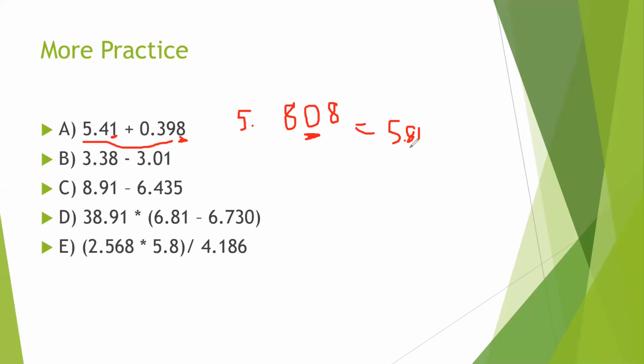I realized in the chat some people said like 5.8 or 5.80. Make sure you follow the rules. It's 2 decimal places since that's the least number of decimal places. So it's 5.81 and you have to round. How about the second one? B. Yep, it's 0.37. It's just subtraction. You realize it's 2 decimal places on both. So you keep 2 decimal places and it's just 0.37.